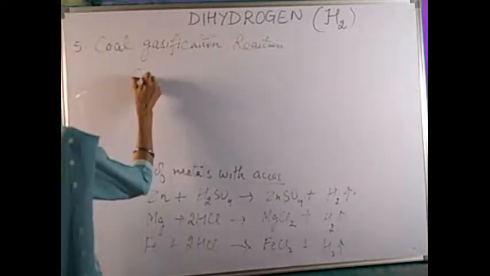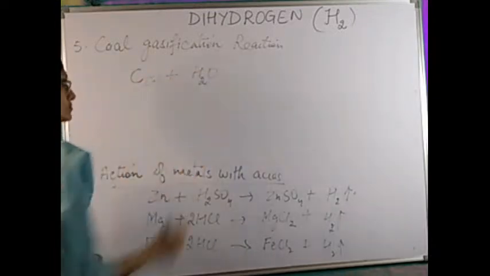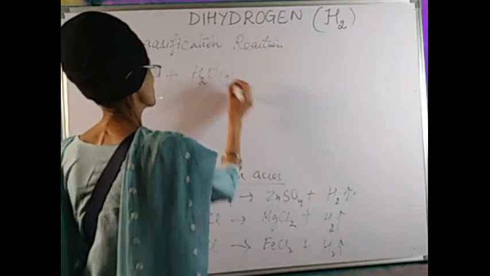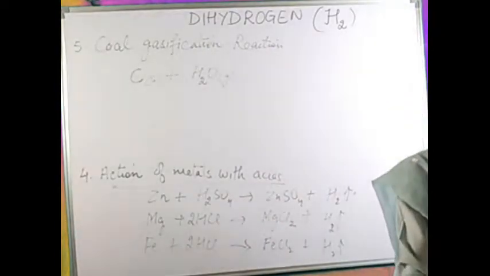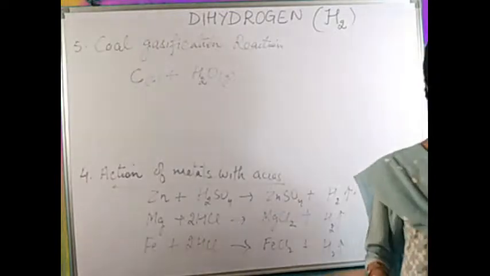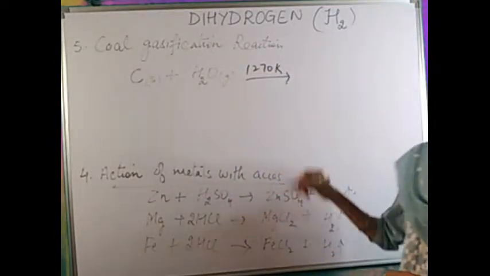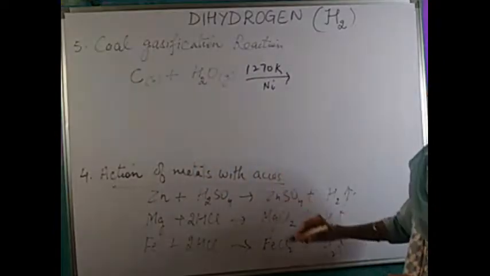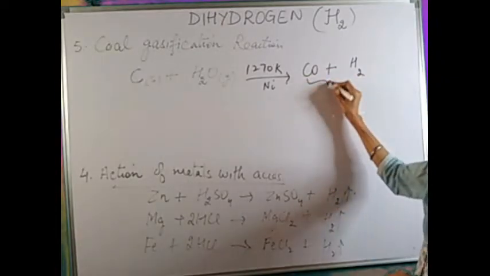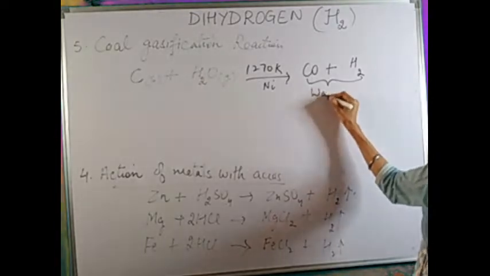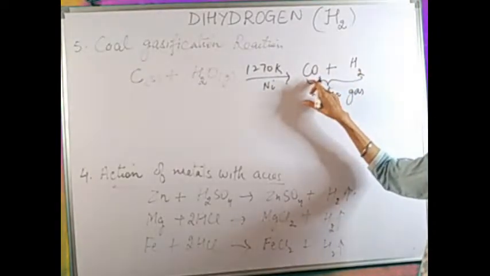So it is a reaction of the coke, that is carbon, solid form, with water in the form of steam, which is gaseous. Temperature maintained is 1270 Kelvin in the presence of catalyst, nickel, etc. So the product is a mixture of carbon monoxide and dihydrogen gas, and this mixture is known as water gas. So here you can see that hydrogen is formed, but along with carbon monoxide. So this is water gas.